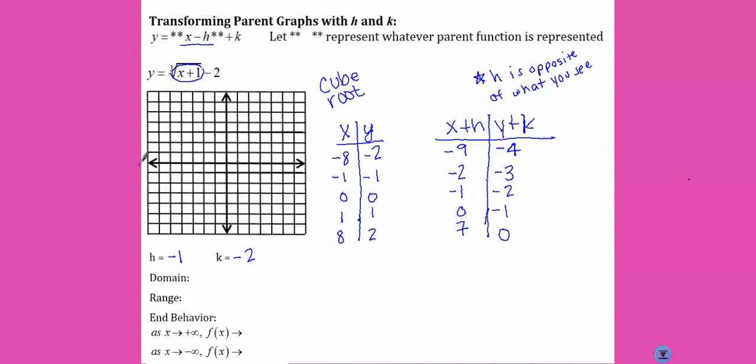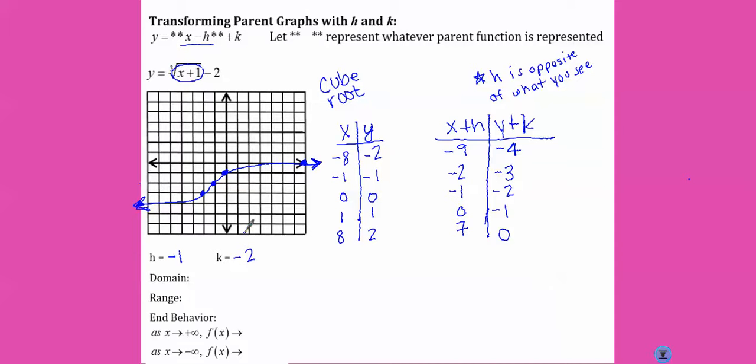So negative 9, negative 4 goes a little bit off our graph, then negative 2, negative 3, negative 1, negative 2, 0, negative 1, and 7, 0. And then we're going to connect our dots so that it looks like a cube root and put arrows on the end.